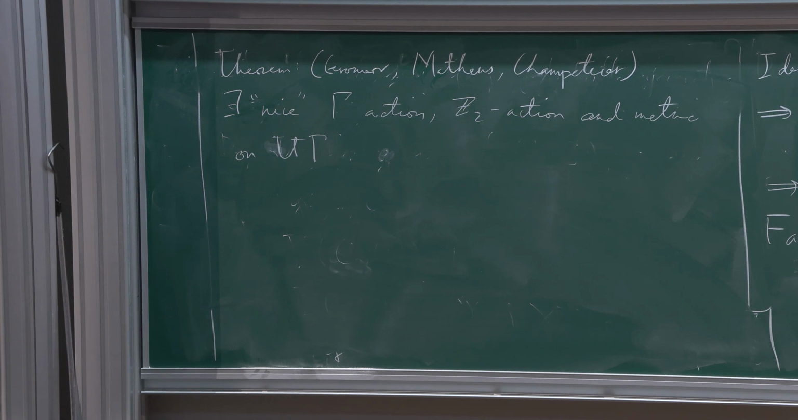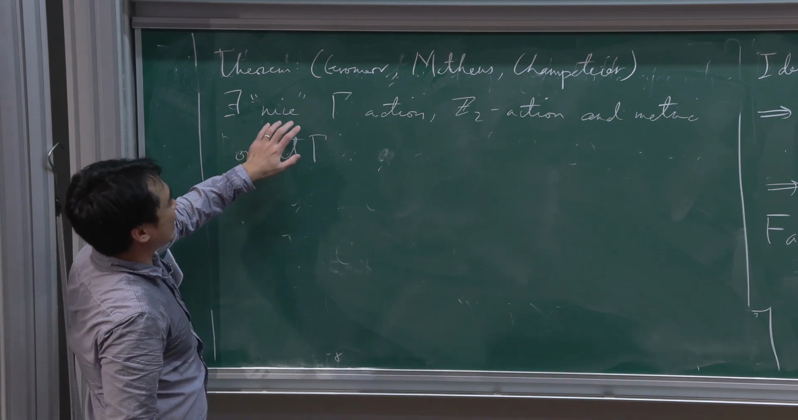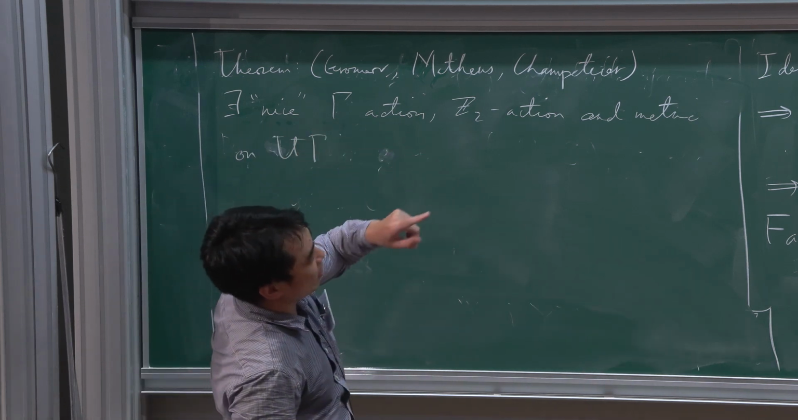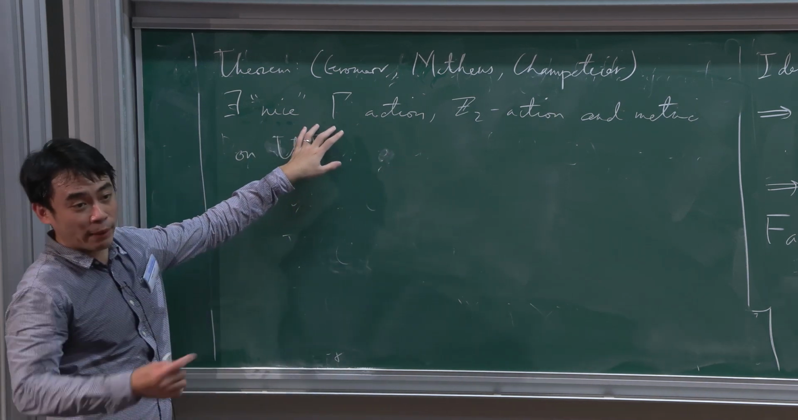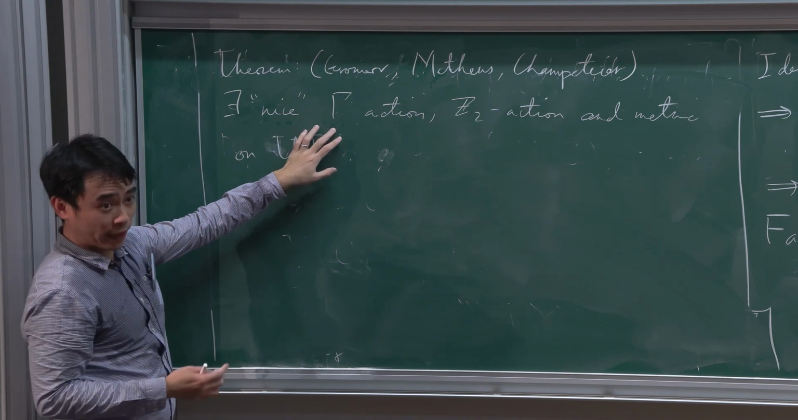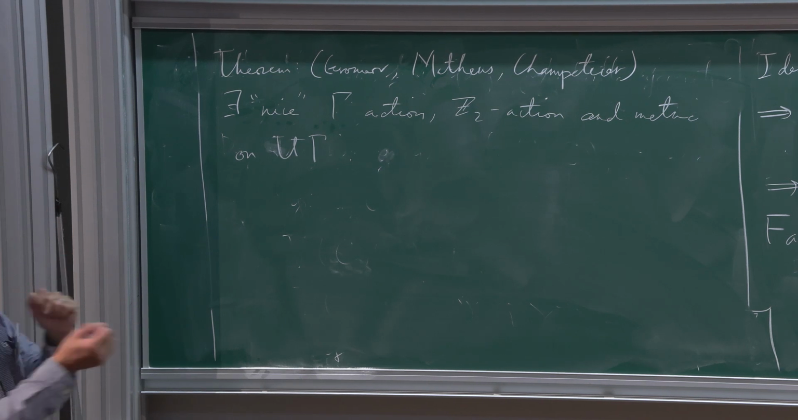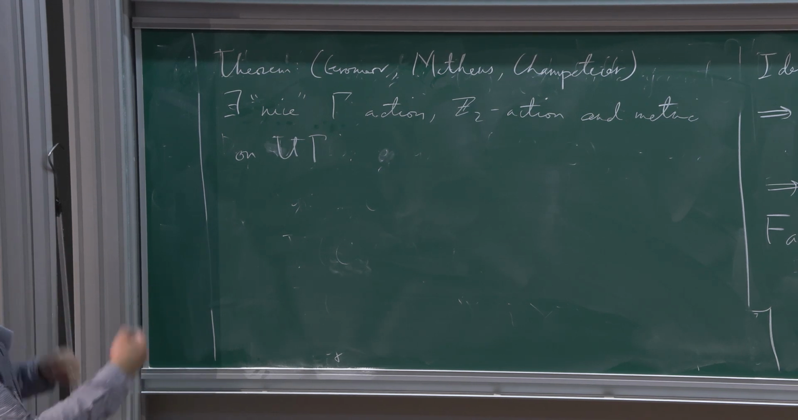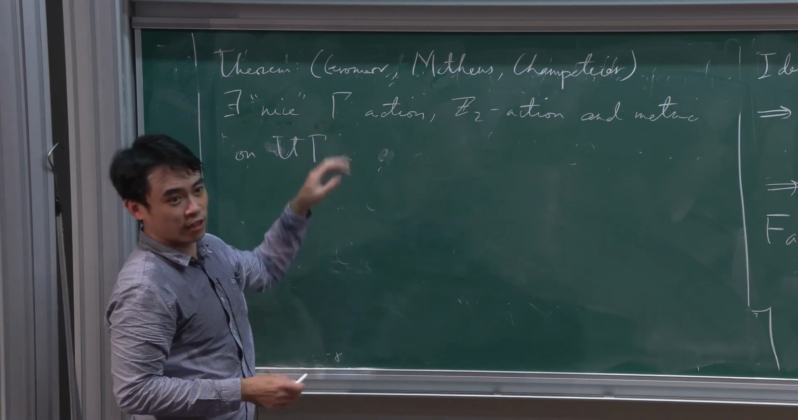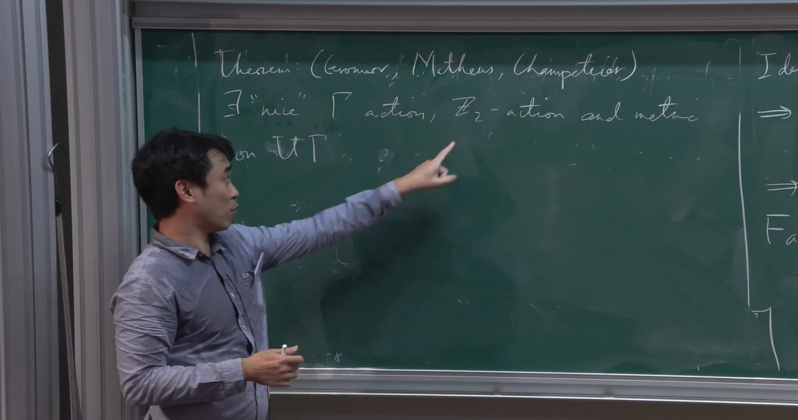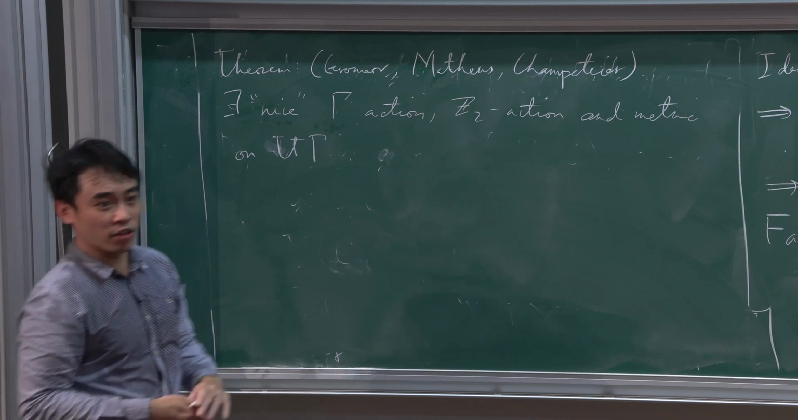What does nice mean here? The first thing is that if you take U gamma and quotient out by the gamma action, the action is proper and co-compact, so when you quotient out, you get a compact space. Furthermore, I want everything to descend, so the action has to commute with my flow. The Z2 action must also descend, so it has to commute with the gamma action. There are some anti-commuting properties between Z2 and the flow.